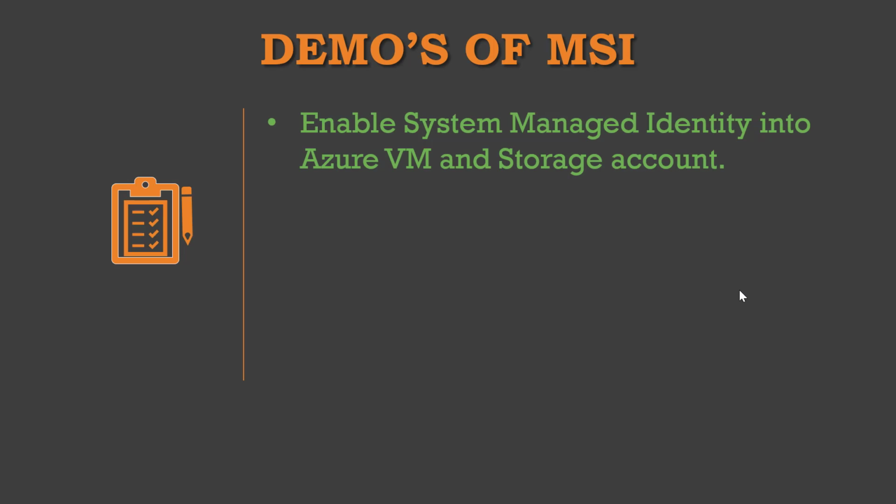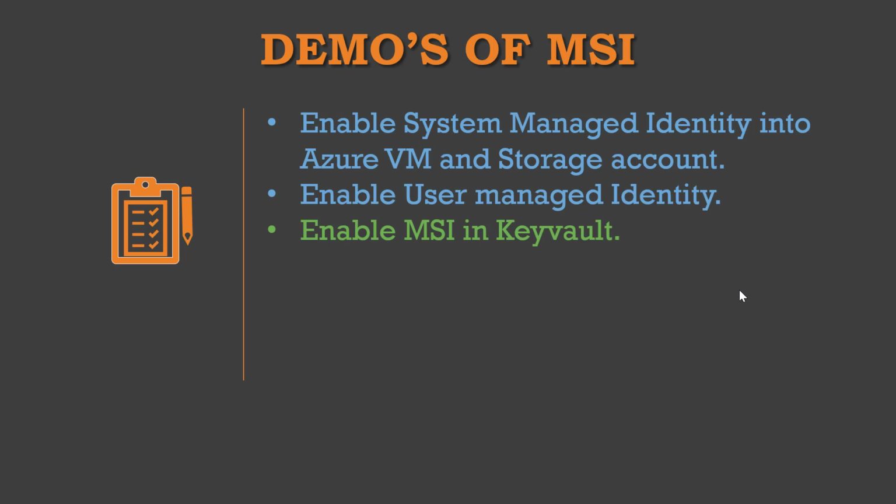We'll check a couple of demos, which include enabling the managed service identity on an Azure VM and a storage account, and how the Azure VM connects to the storage account using the MSI. We'll check how you use the user managed identity. We'll check how you use the MSI with the key vault. So for an application connecting to the key vault, how do you connect with the help of managed service identity.